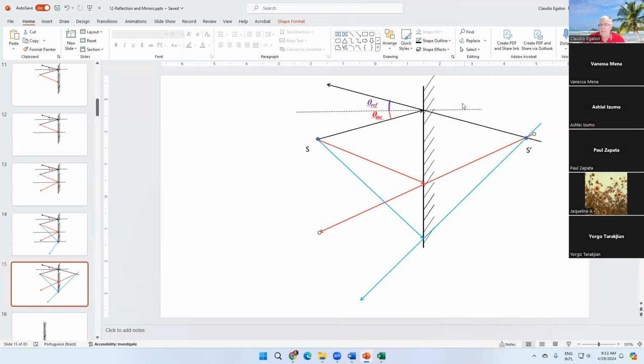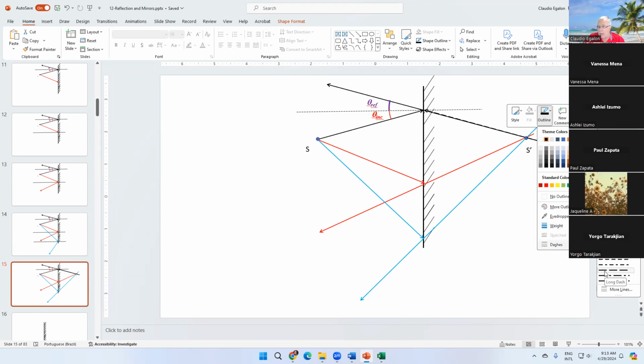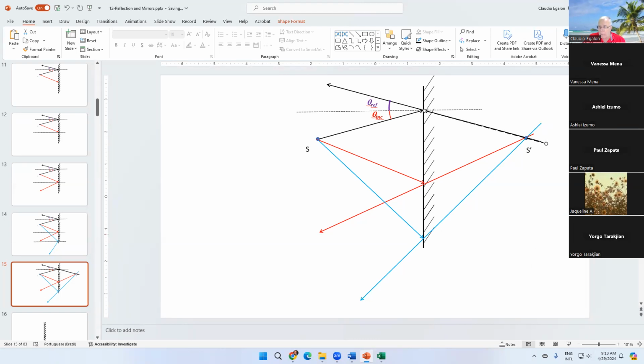We usually dash those lines. Those light rays that are behind the reflecting surface, we usually dash them. Just like this one as well.